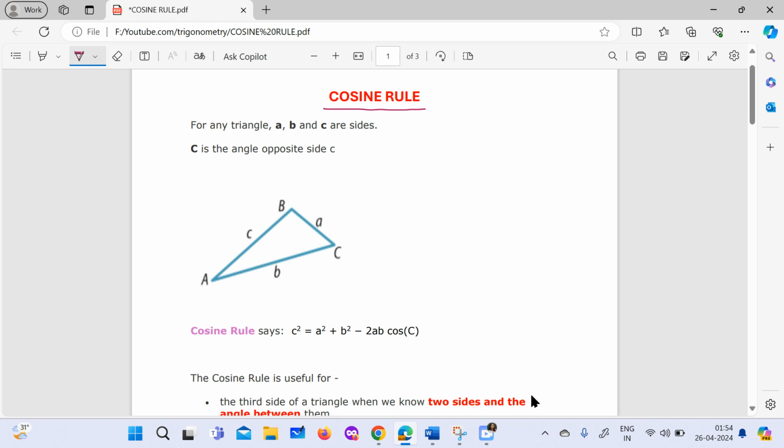See, this side C is opposite to angle C always, and angle A will be opposite to this one, side A, and side B is always opposite to angle B. So we have to be careful. If we are talking with reference to this angle, then we always must take this length. When we are speaking with reference to angle A, we should always take side A.